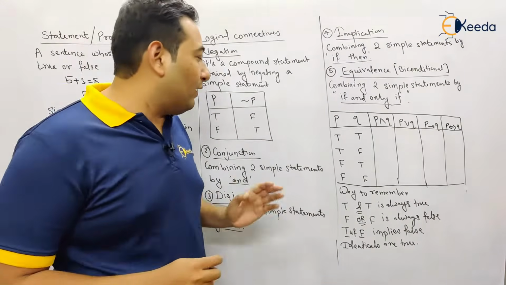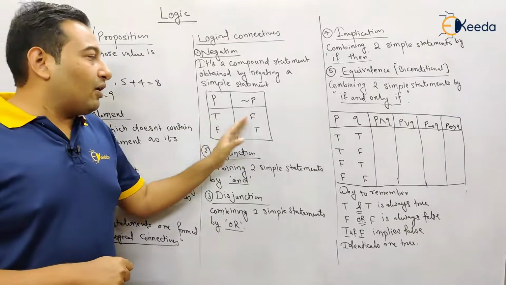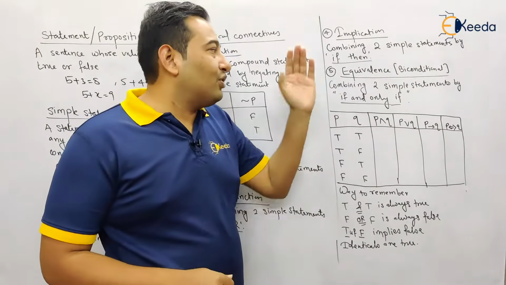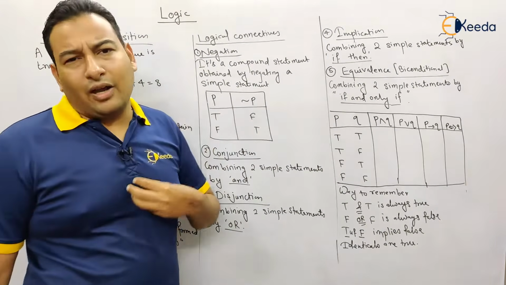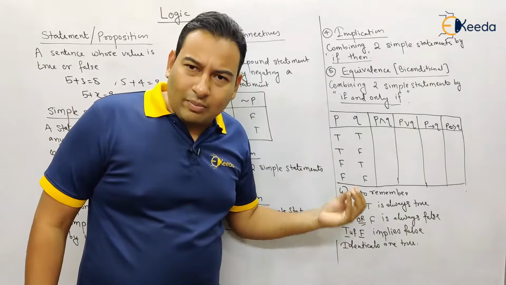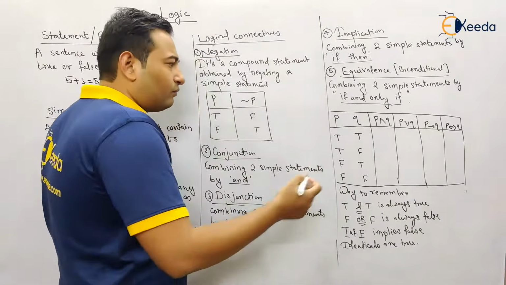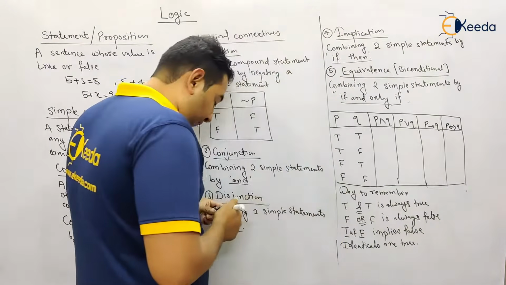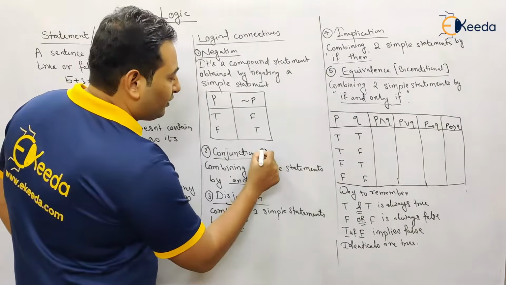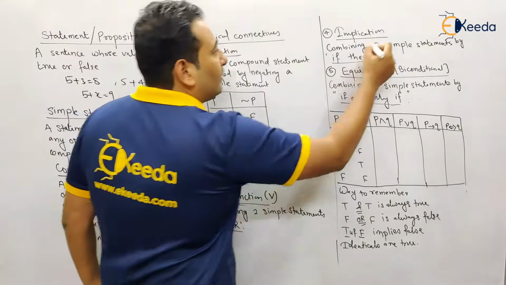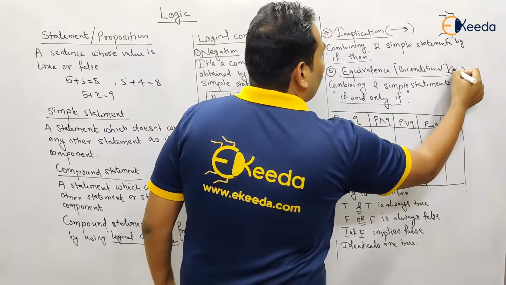Now we'll discuss the different truth tables of these logical connectives. Negation we have already discussed. Now we'll talk about conjunction, disjunction, implication, and equivalence or biconditional. These are very important truth tables. I hope you already know all these truth tables, but if you don't, don't worry, I'll tell you. So let's start. First of all, we'll talk about and. This is your conjunction, or simply you can say and. This is conjunction, this is disjunction, this is your implication, and this is your double implication or biconditional.